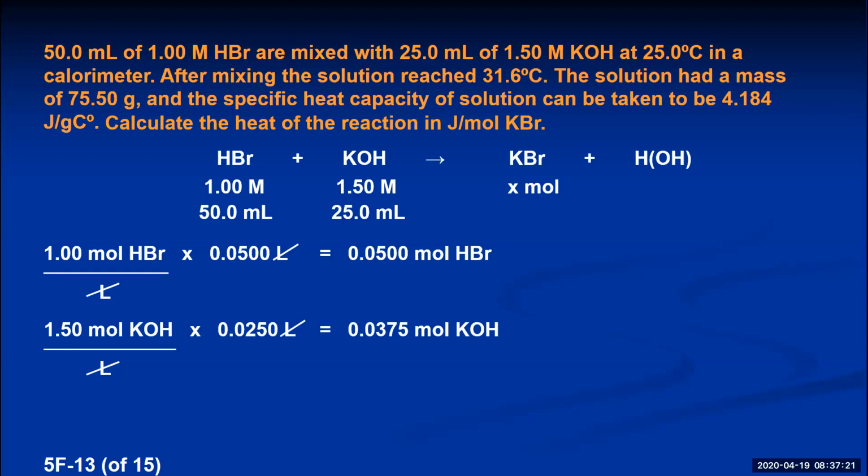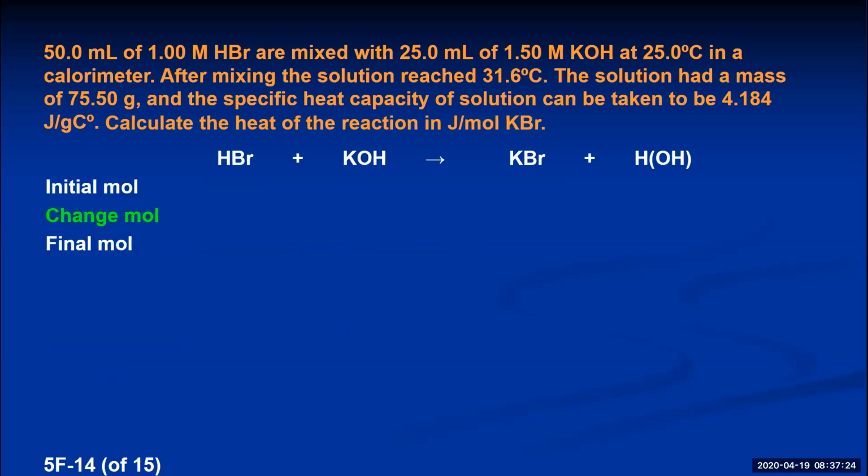So now I'll set up my ICF table. The initial moles of the HBr, 0.0500, the initial moles of the KOH, 0.0375, and the product I'm interested in, the KBr, we don't have any initially. The whole key in a table like this, and in understanding chemical stoichiometry, is that the reactants and products have to react and be formed in the ratios of the molar coefficients in the balanced equation. These molar coefficients are 1 mole reacts with 1 mole to form 1 mole. So that means one of these has to get reacted away, and it's really simple when it's a 1-to-1 ratio.